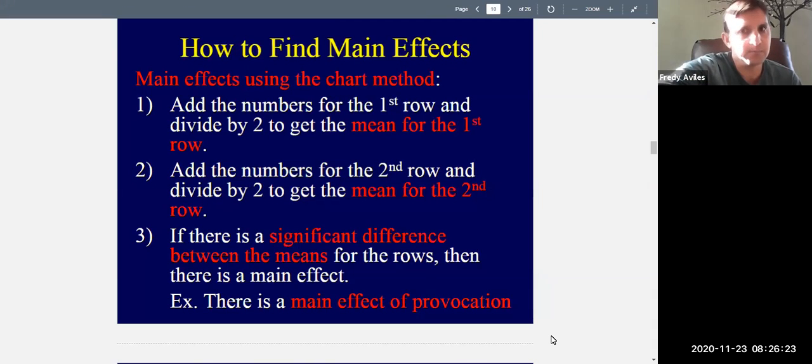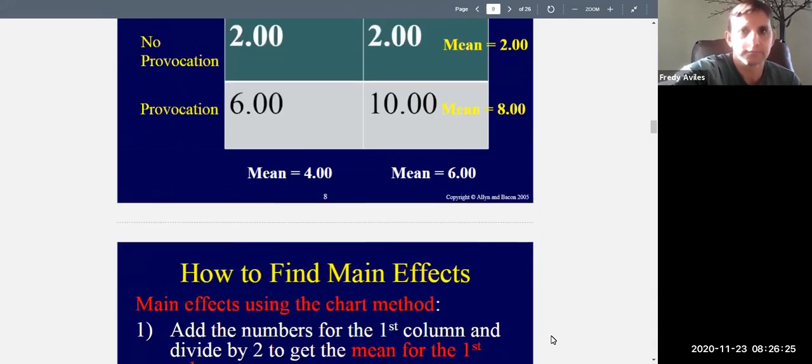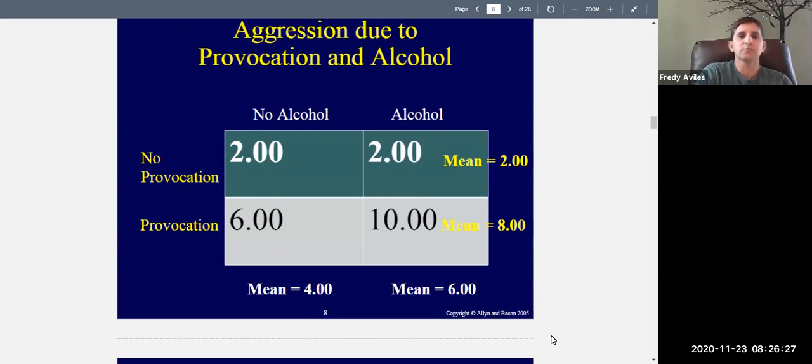So again, let's go to the table so you understand over here. So all we've done is we found the mean going across for the first row. No provocation, 2 and 2, right? Add those up, that's 4, divide by 2, the average is 2. The average is 2 for no provocation. And then look at provocation, right? Look at the row.